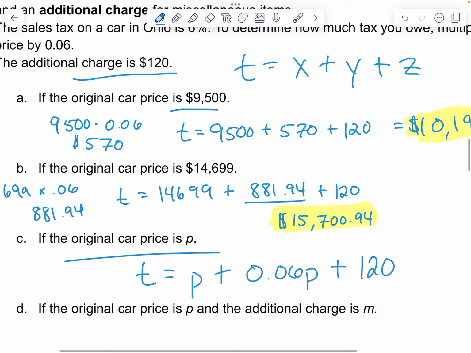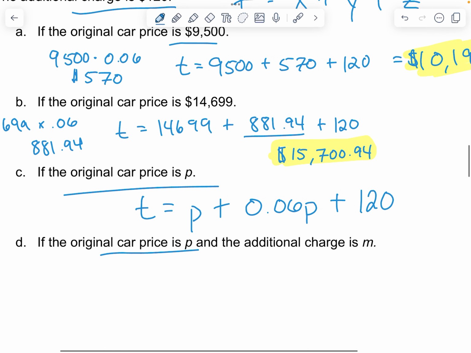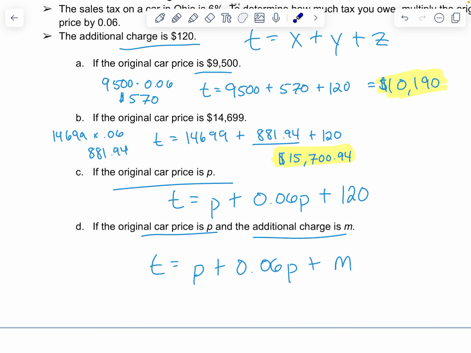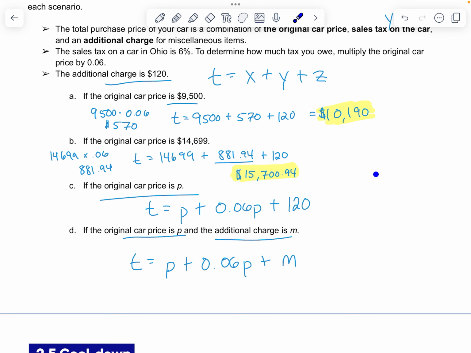So once we find P, we can plug it back in and do the same thing we did in the first two. What if the original car price is P and the additional charge is M? Now let's say that tax and title is a little bit more. We don't know how much it is. So instead of writing down 120, we're going to use the letter M, because it might be $300. It all depends on the dealership and what hidden fees they potentially have.